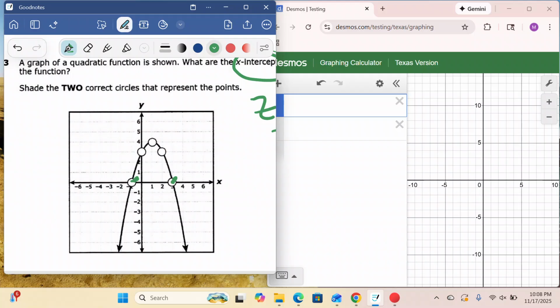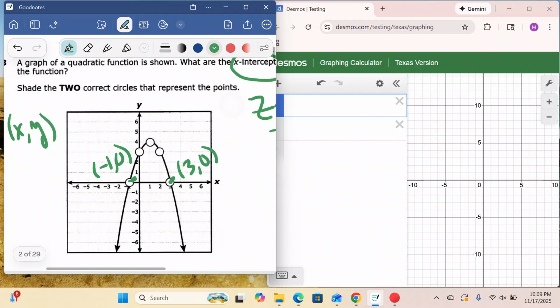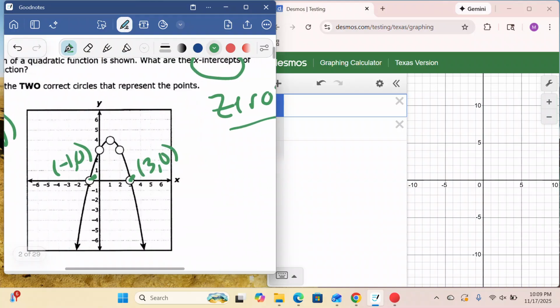So let's label our zeros. This is 3, comma 0, and this is negative 1, comma 0. Remember that our ordered pairs are x, comma y. So our zeros are negative 1, comma 0 and 3, comma 0. Those are our two zeros. In addition to that, we can also call these negative 1 and 3.